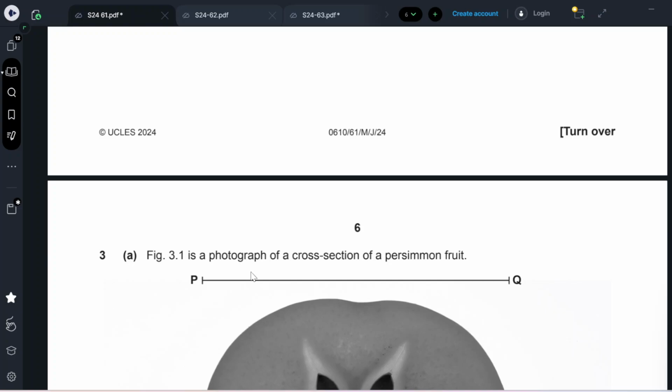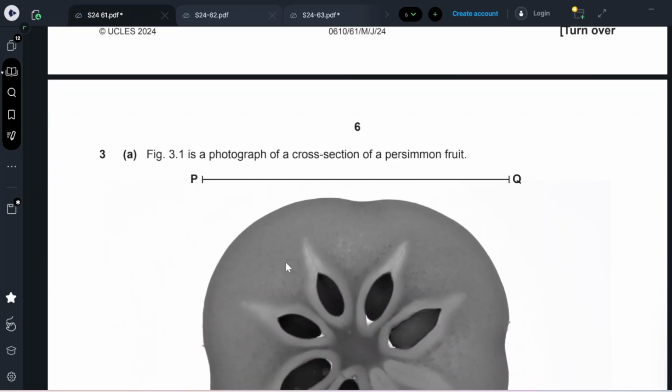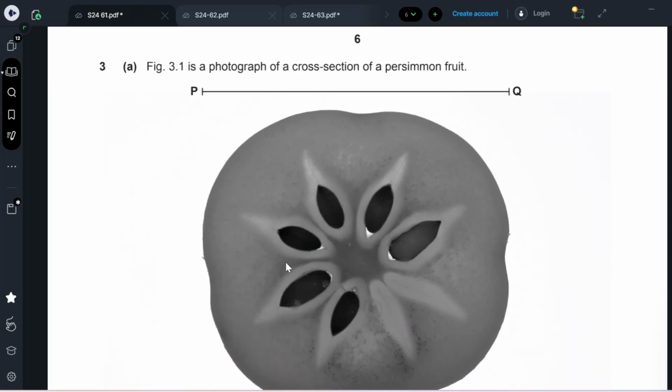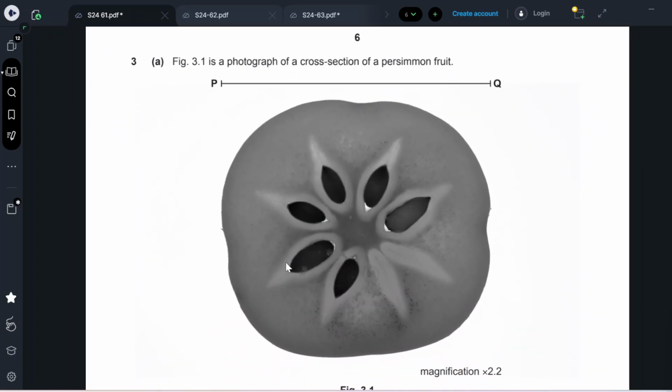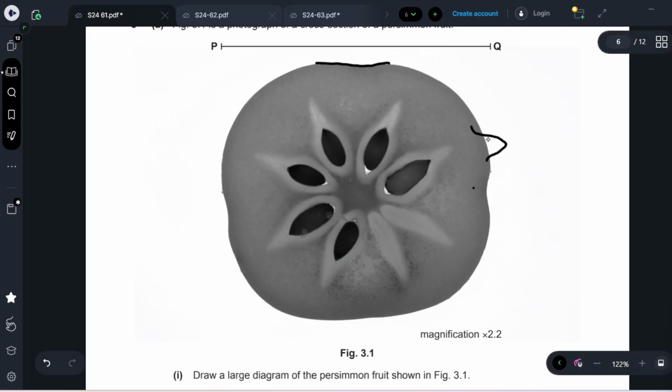Question 3, figure 3.1 is a photograph of a cross-section of a persimmon fruit. First question, he wants you to draw it. It's a very easy drawing. You just draw the outlines, but take care of any indentations or any projections. If there's a projection, I have to draw it. If there is a part that goes inside, indentation, I have to draw it.